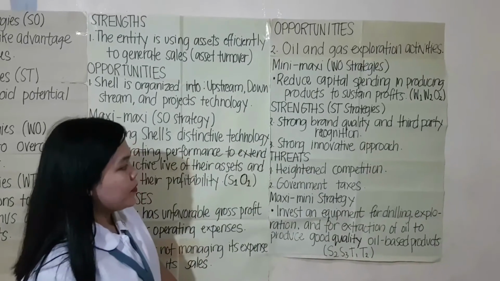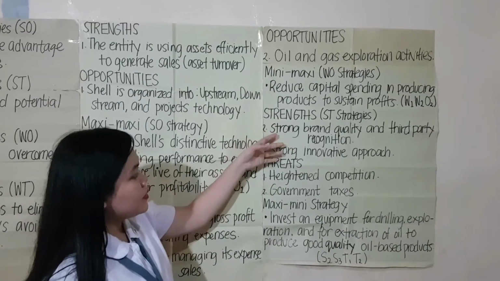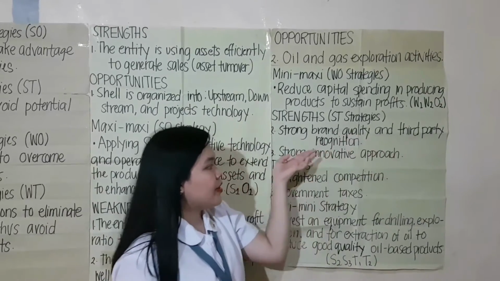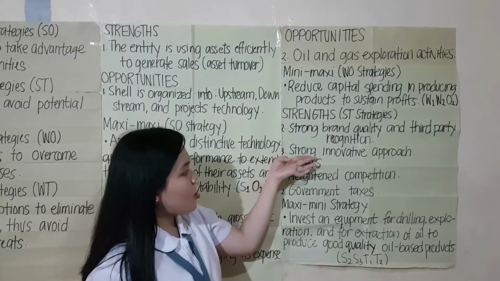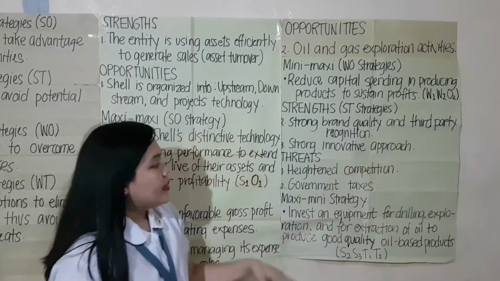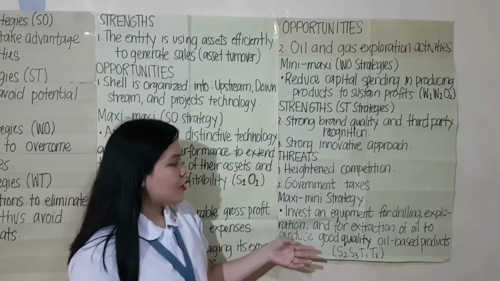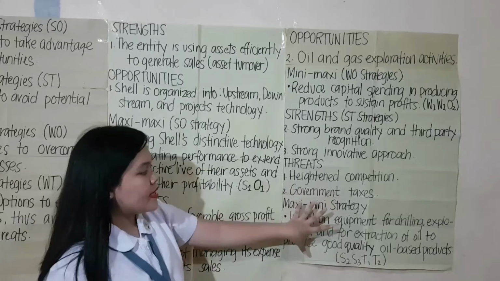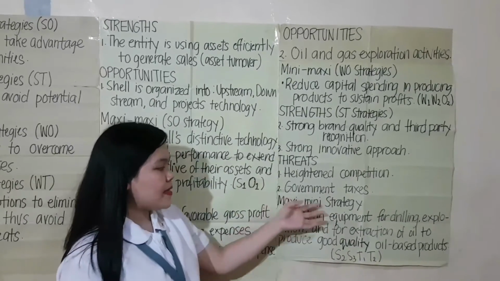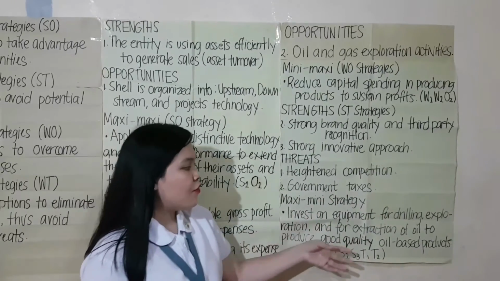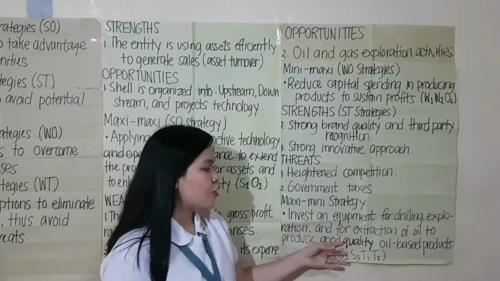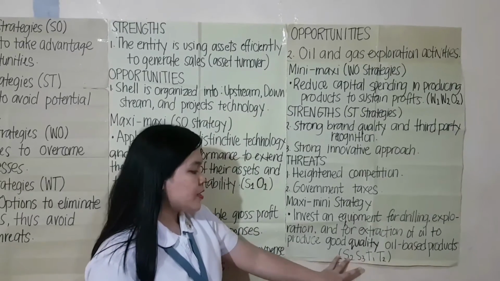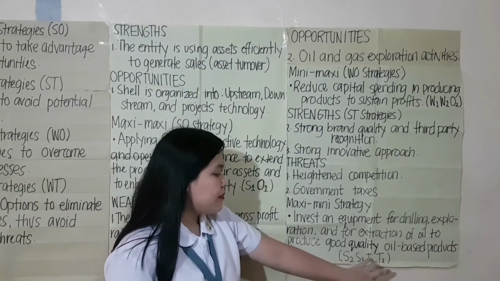And the last example is the number two and three strengths of Shell. Strong brand quality and third-party recognition. Number three, strong innovative approach. Then threats: heightened competition and government taxes. From these findings, the analyst formulated the maxi-mini strategy: invest in equipment for drilling exploration and for extraction of oil to produce good quality oil-based products, from S2, S3, T1, and T2.